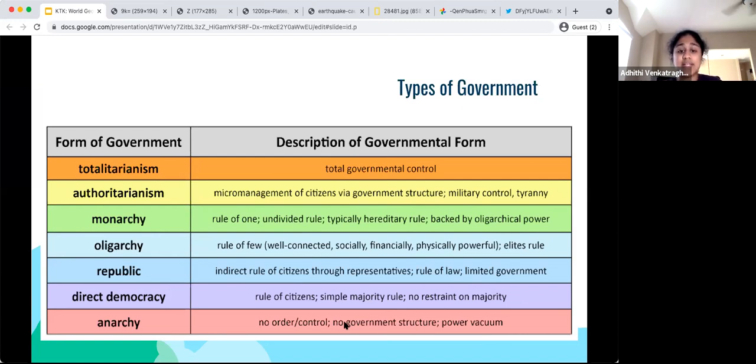And a republic is indirect rule of citizens through representatives, so rule of law, limited government. That's what you'll see in the government of the U.S., where people are allowed to vote. There is a popular vote, but there is an electoral college through which the vote goes. Direct democracy is rule of citizens. So there's a simple majority rule and there's no restraint on the majority. A direct democracy would be the perfect rule of citizens, something similar to our voting situation if we took out the electoral college, so the popular vote would be the deciding vote. And an anarchy is no order, no control, no government structure, and it's just a vacuum of power.